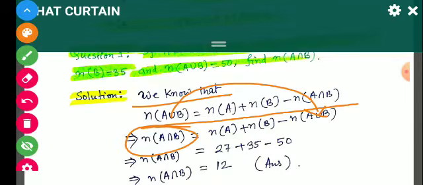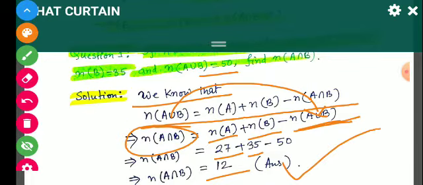That's why we have written here A intersection B, and this goes there. So that's why here it is A union B. Now put the value of n of A is 27, n of B is 35, n of A union B is 50. So we get 12. 12 is the answer.